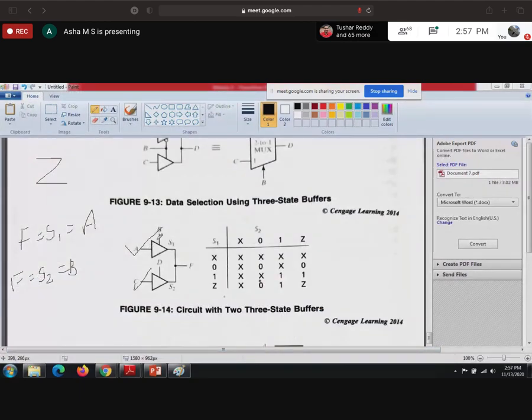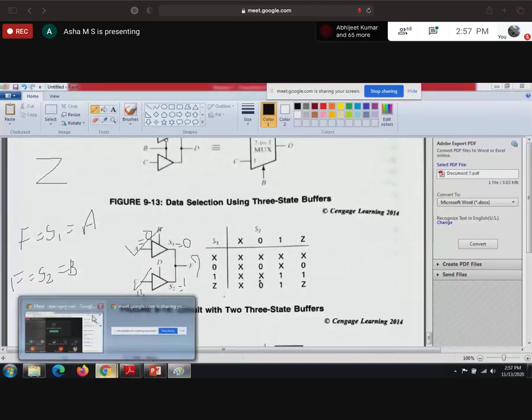Okay. Now, suppose A equal to 0. Both are enabled now. A equal to 0 means S1 equal to 0. C equal to 1, so this is also enabled. So what is S2? S2 equal to 1. Both are enabled, so 0 is also coming here, 1 is also coming here. So what is F? Any idea?